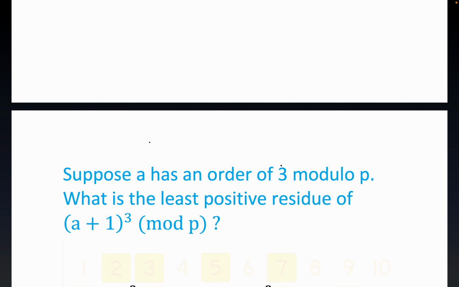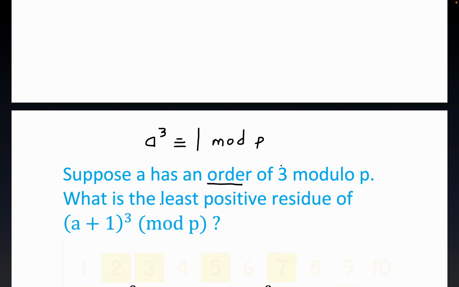This very first statement means that a cubed is congruent to 1 mod p, okay? And moreover, it means that there's no smaller natural number with that property. So a squared would not be congruent to 1, and a itself would not be congruent to 1, which turns out to be important here. So again, that's what we mean by order, okay? A cubed is congruent to 1 mod p, and 3 is the smallest natural number with that property.